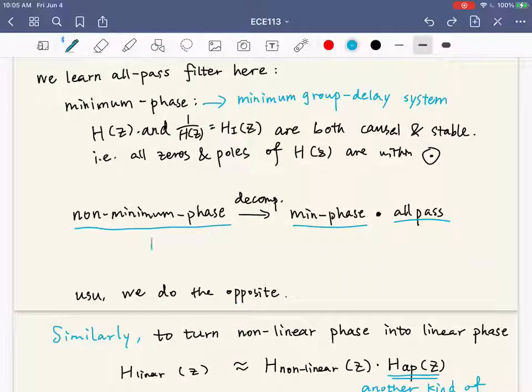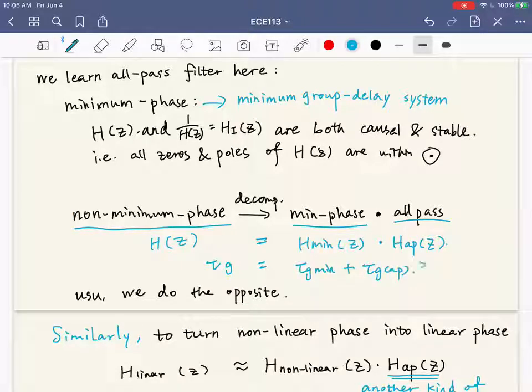And so in the frequency domain, we can write it in this way. The group delay of the non-minimum phase system equals the group delay of the minimum phase system plus the group delay of the all-pass filter. And because the group delay of the all-pass filter is always bigger than or equal to 0, your non-minimum phase group delay is always bigger than the minimum phase delay. So this also counts as a proof to show that the minimum phase has minimum group delay.